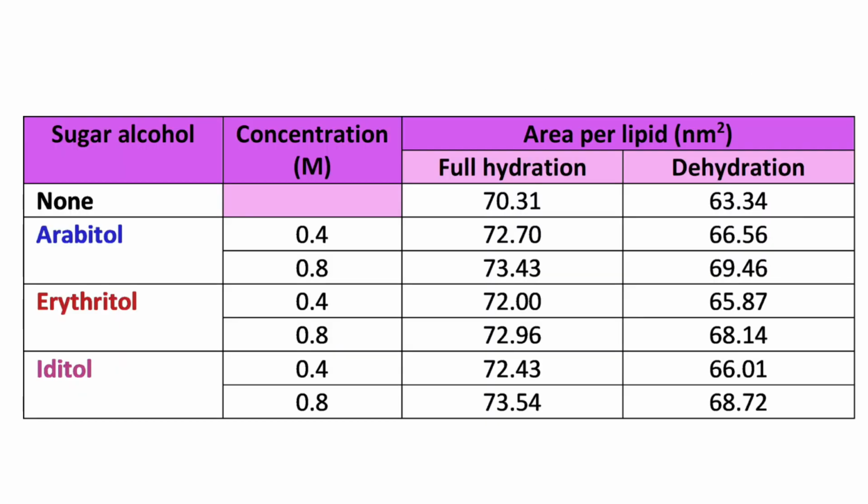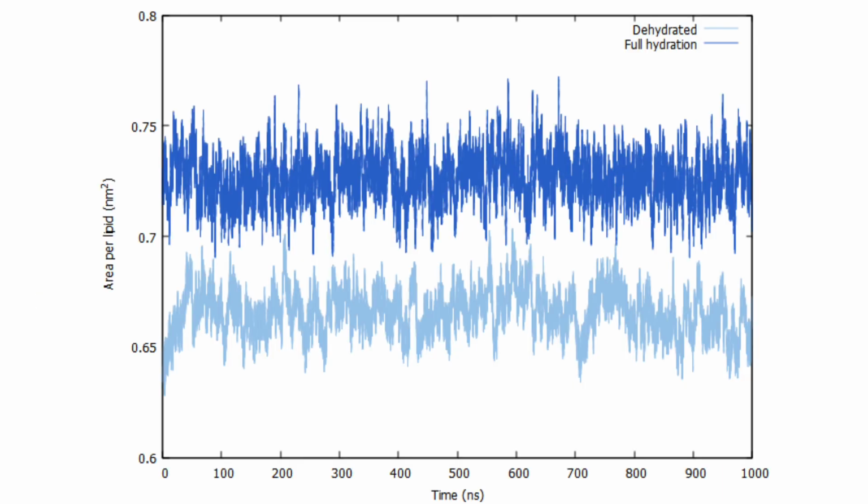Next up is table 1. This just proves that I swear I did run every single system. The main takeaway is that area per lipid seems to be higher for hydrated states, higher concentrations, and where cryoprotective agents are introduced into the system. To finish off, figure 3 shows how the two arabitol 0.4 molar systems have their area per lipid fluctuate across their runtimes. Again, you can see the consistently higher area per lipid for the fully hydrated system in dark blue.